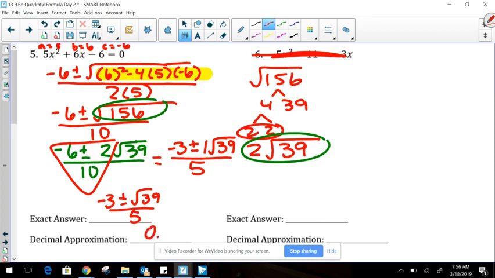Then I would type that into my calculator to get my decimal approximation. So I would get 0.65 and negative 9.2.